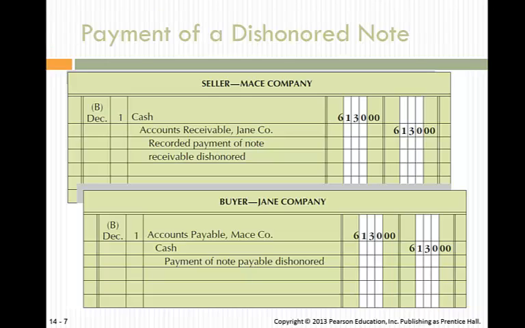Let's see what entries would look like if Jane Company finally pays the amount owed on December 1st. To keep it simple, no additional charges will be calculated for the extra month Jane Company has taken to pay off the amount owed to Mace Company. Mace Company records the receipt of cash with a debit and a reduction in accounts receivable with a credit. Jane Company records a reduction in accounts payable with a debit and a reduction in cash with a credit.